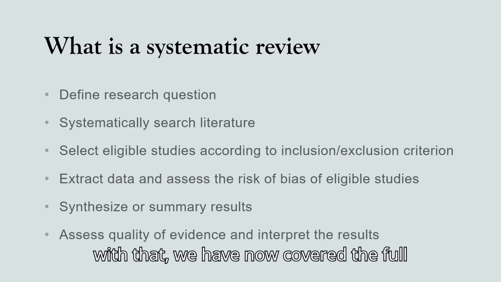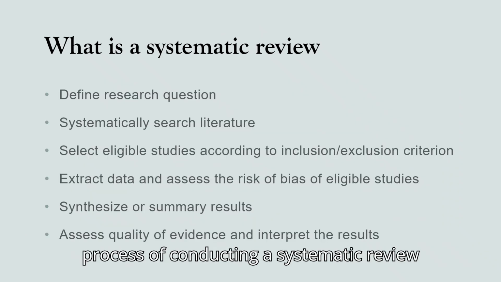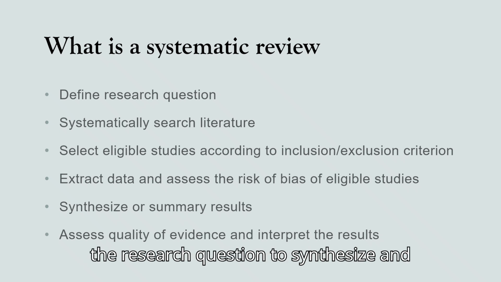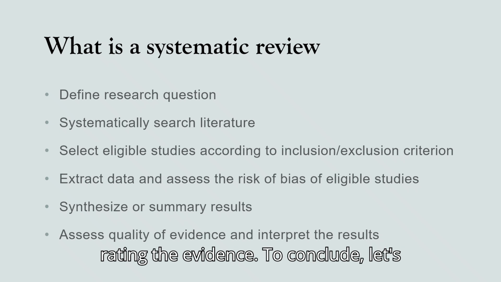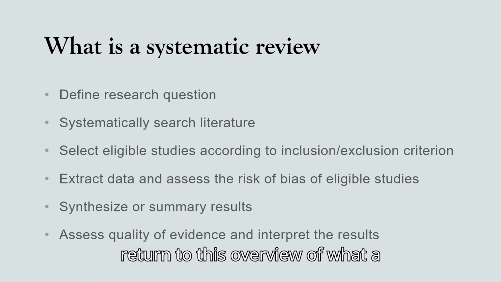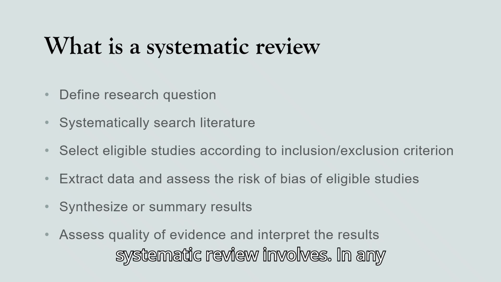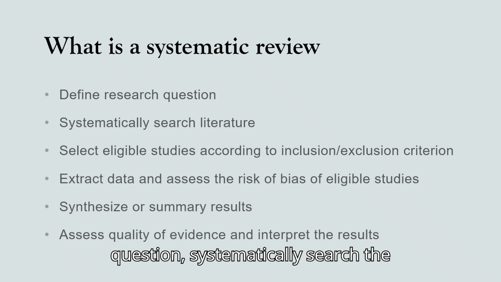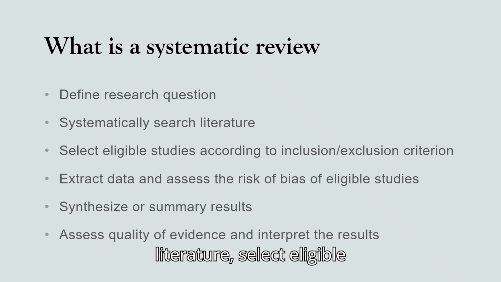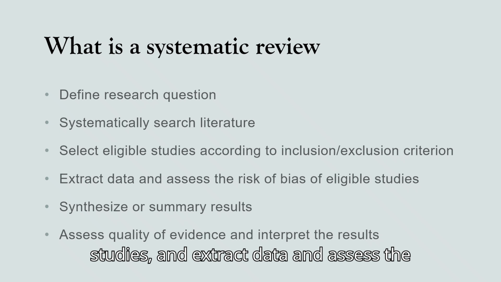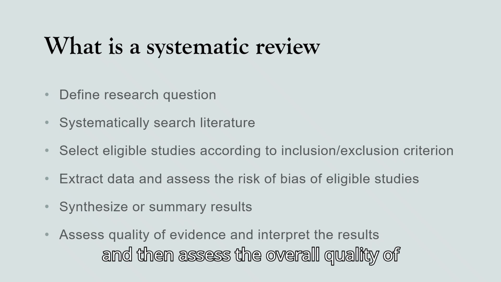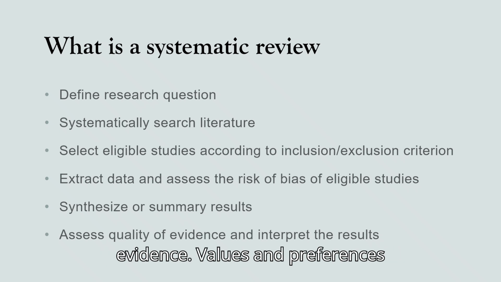So, with that, we have now covered the full process of conducting a systematic review of values and preferences, from defining the research question to synthesizing and rating the evidence. To conclude, let's return to this overview of what a systematic review involves. In any systematic review, we define a research question, systematically search the literature, select eligible studies, extract data, and assess the risk of bias. We synthesize the results and then assess the overall quality of the evidence.